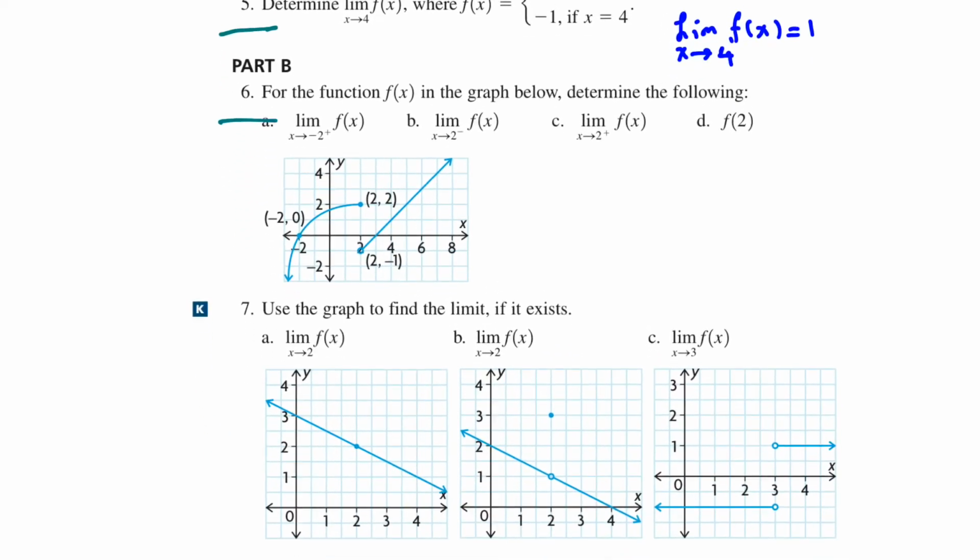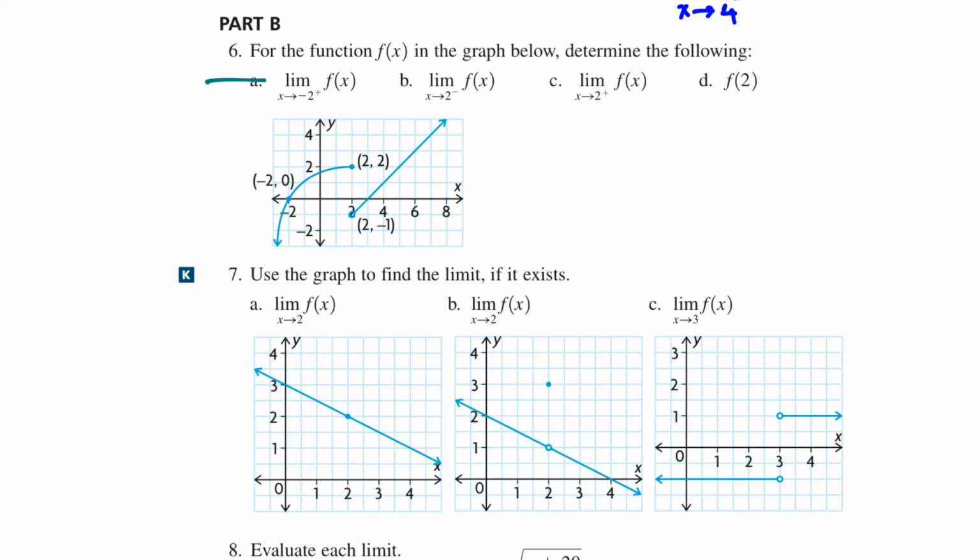Question number 6. For the function f of x in the graph below, determine the following. A. Limit of f of x as x approaches negative 2 from the right side. The limit of f of x is 0. Limit of f of x as x approaches negative 2 from the left side is also 0.